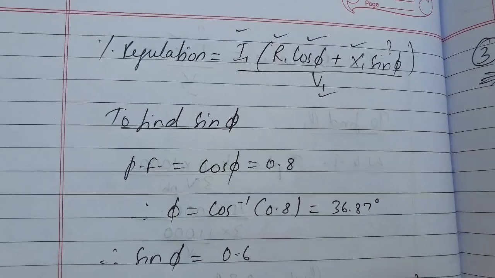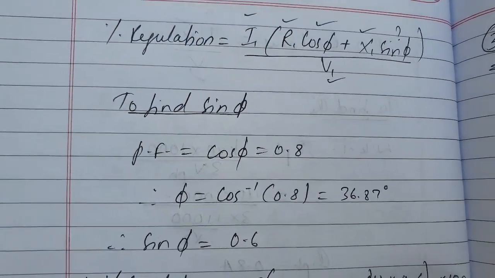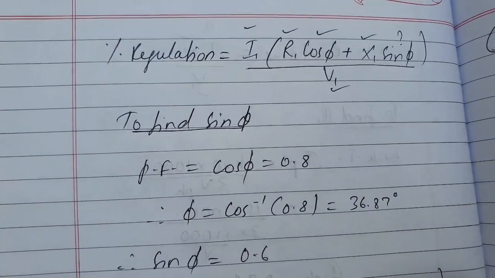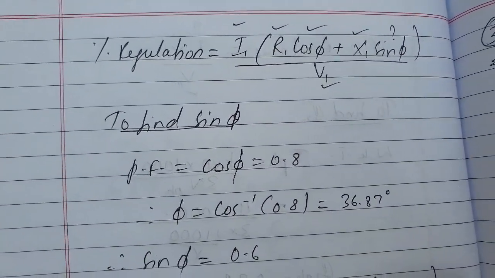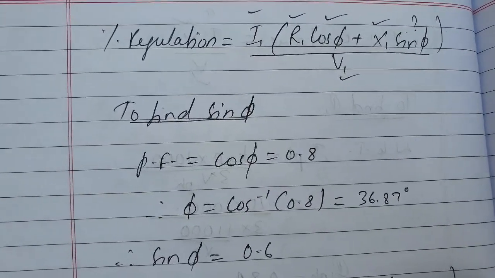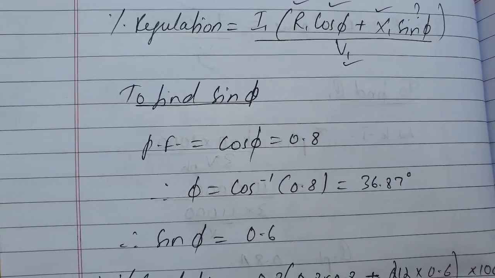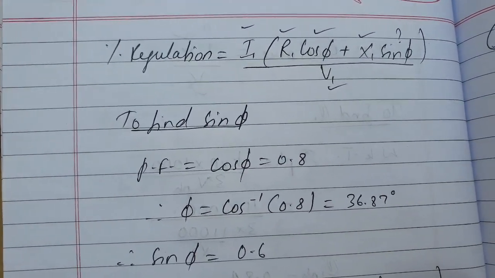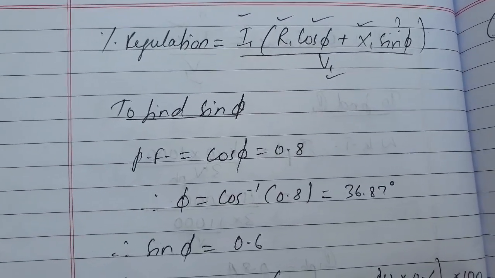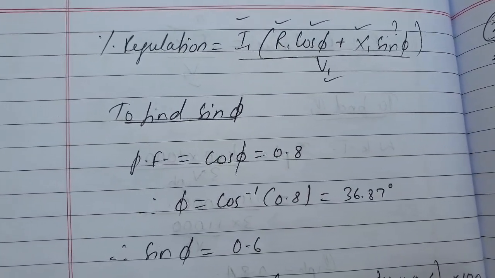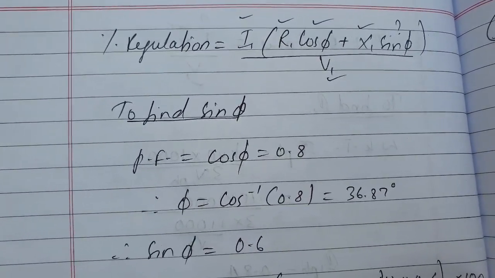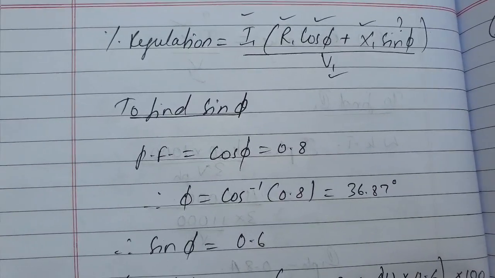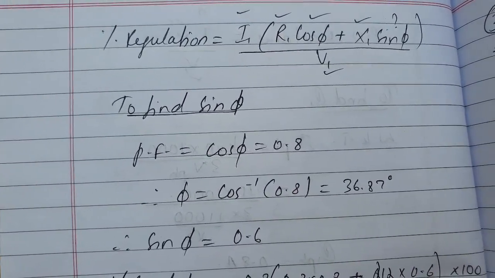Here in this numerical you have to also calculate percentage regulation. The formula is given as percentage regulation is equal to I1 into the bracket R1 cos phi plus X1 sin phi whole divided by V1. So in this one, I1 we have calculated, R1 is given, cos phi that is power factor is given, X1 we have calculated, sin phi we don't know, and V1 is also given.